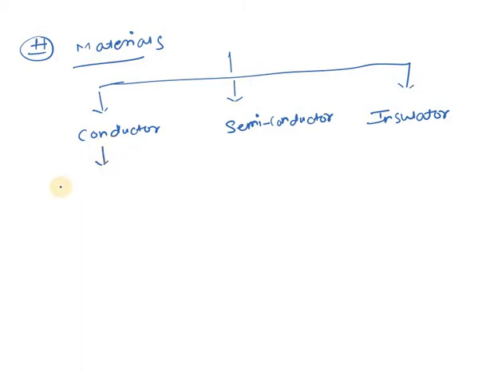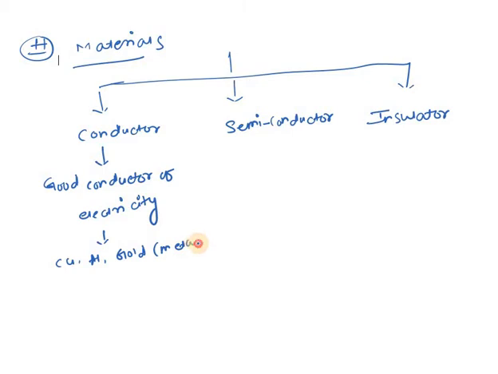Now let us define the first one, the conductor. How do you define a conductor? A good conductor of electricity is basically called a conductor. You can have several examples, like copper, aluminum, and gold, or we can note it down as metals also, or you can take the example of water also. These are the examples of conductors.